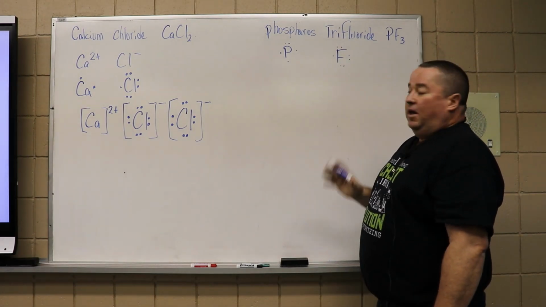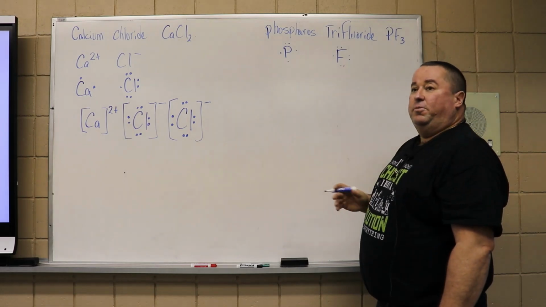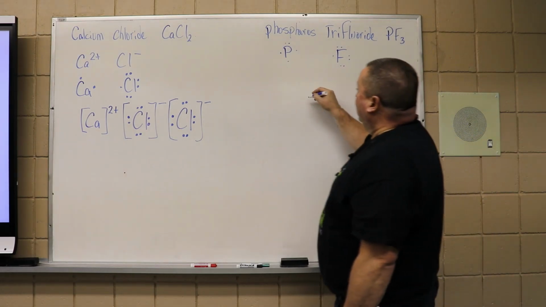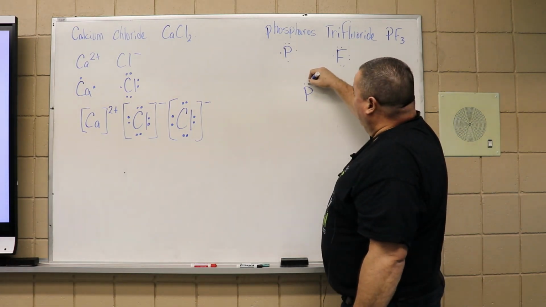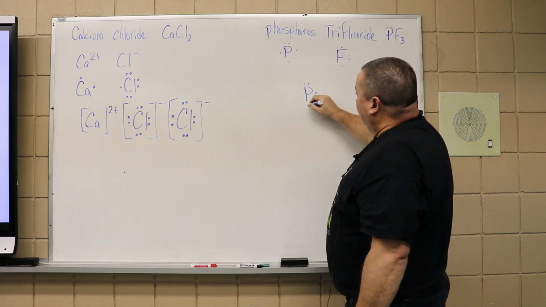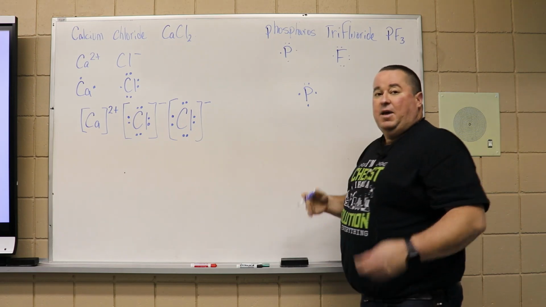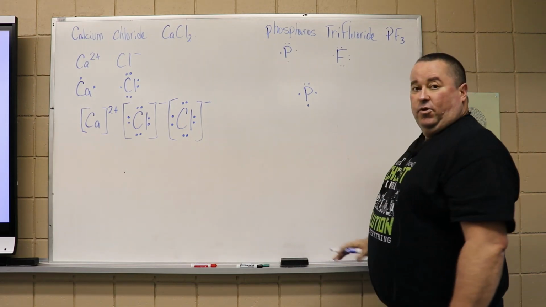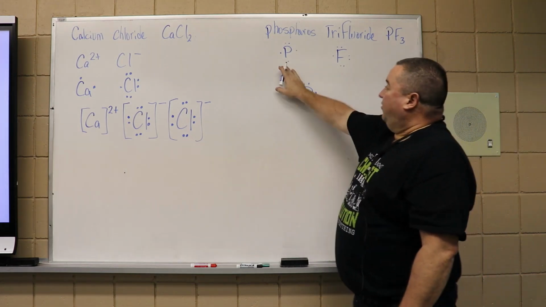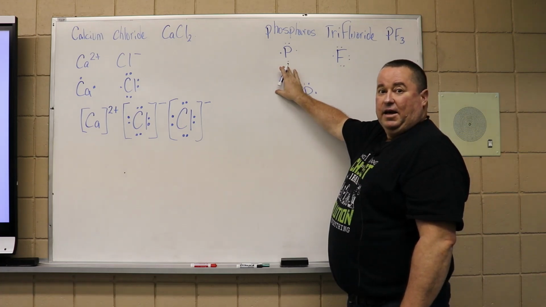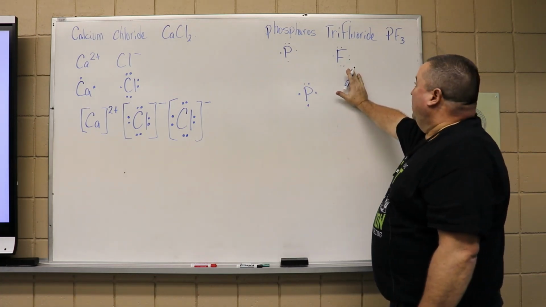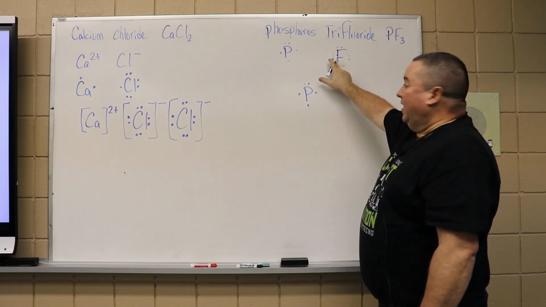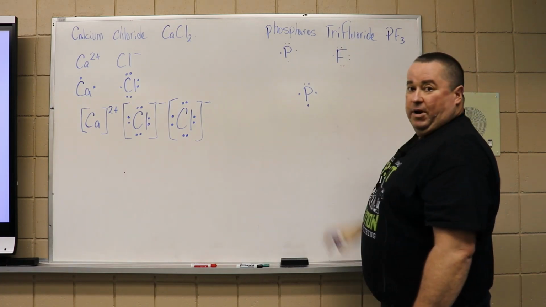Now the atom that I put in the center is going to be the atom with the most bonding electrons. Phosphorus is going to go to the center because it has 3 bonding electrons. It makes more bonds than the fluorine. It can make 3 bonds with its 3 bonding electrons. Fluorine may have more valence electrons at 7, but it only has 1 bonding electron. The others are in lone pairs.